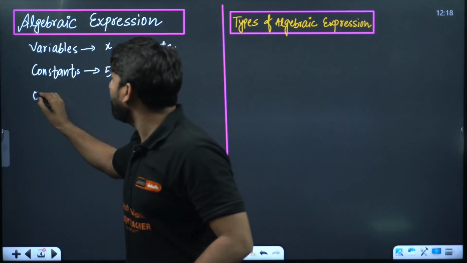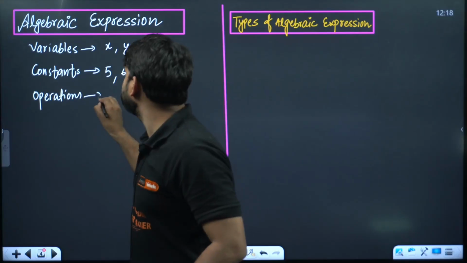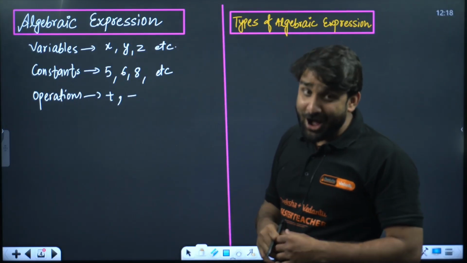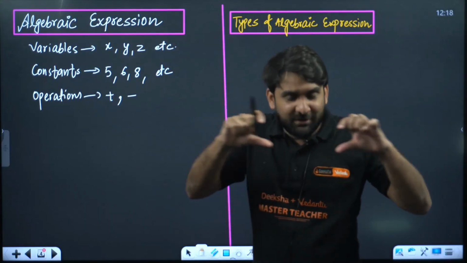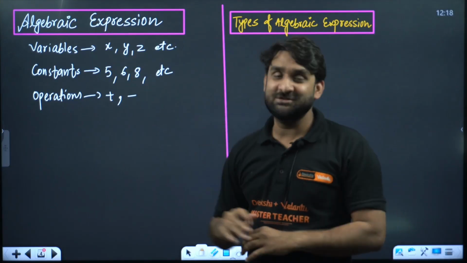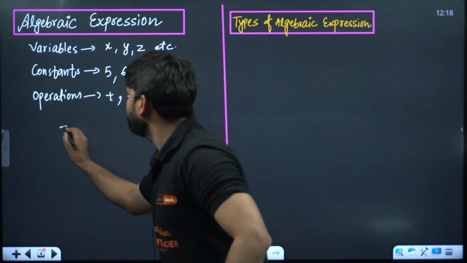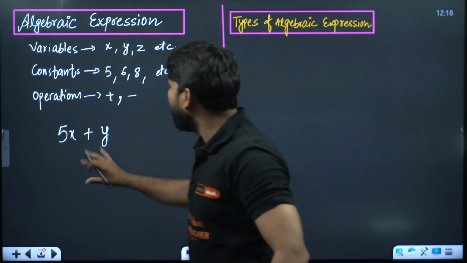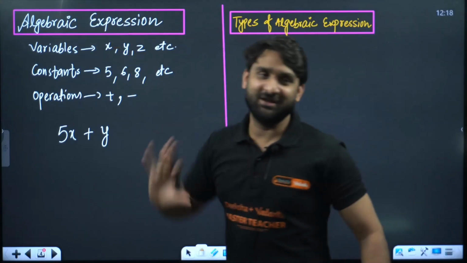And if I talk about operations, basically operations means signs, plus sign and minus sign are called operations. Now if we combine a variable and a constant and make a mathematical phrase, in a systematic format, that format is called an algebraic expression. Let me show you. If I take a constant 5, a variable x, and one more variable y, my dear, then 5x plus y is called an algebraic expression.